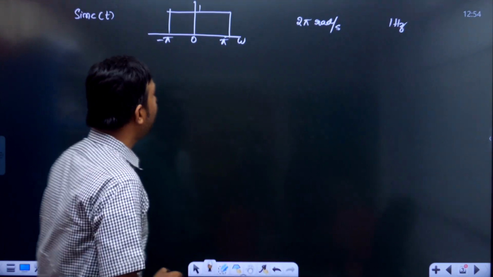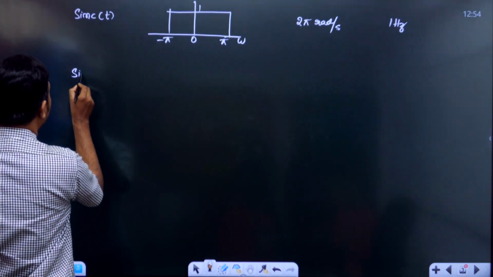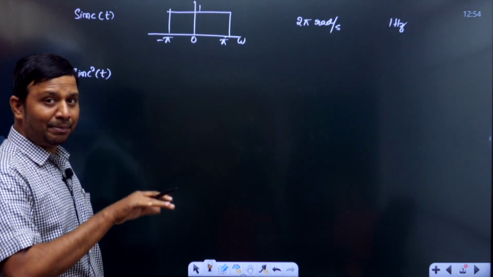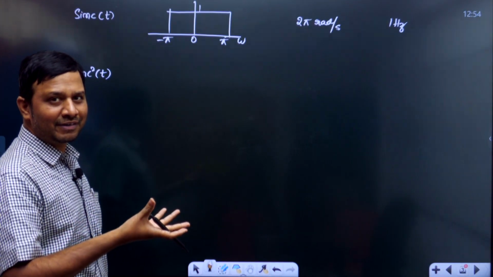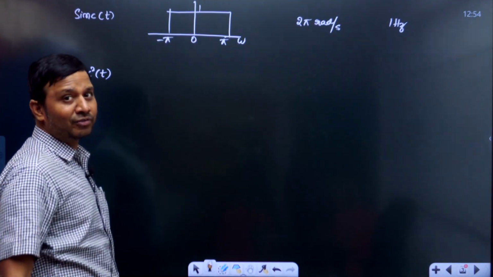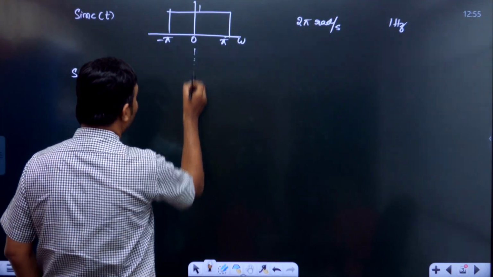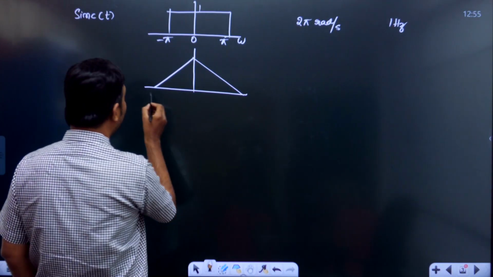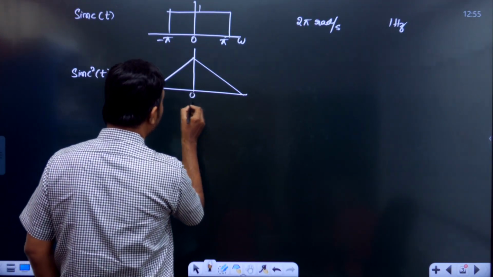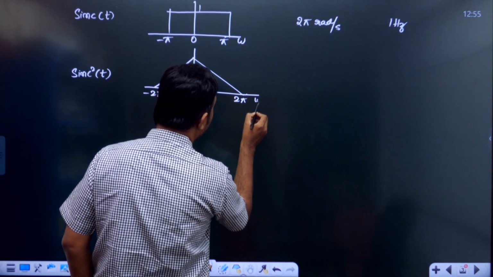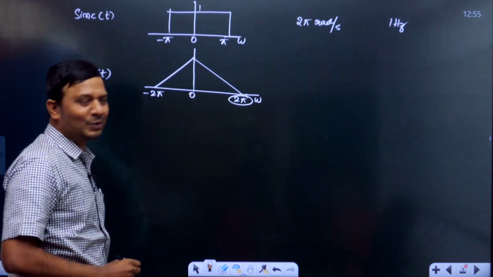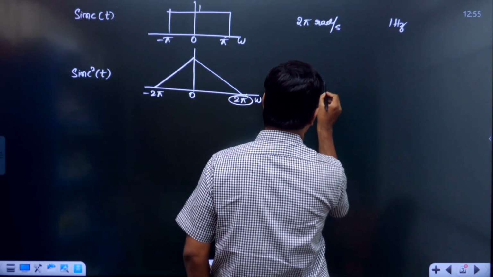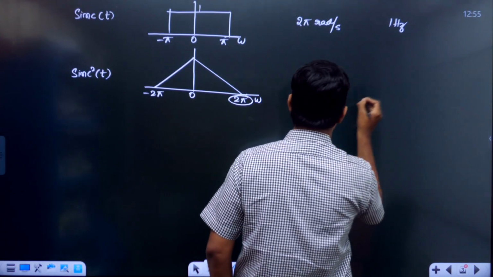Suppose if I ask you for sinc square of t. Sinc t multiplied with sinc t: multiplication in time domain, convolution in frequency domain. So two rectangular pulses will be convolved in frequency domain, and a triangular pulse you are going to get. Range of output, sum of lower limits to sum of upper limits. Highest frequency component I want, 2π. So what is the Nyquist rate? 4π radians per second, which is 2 hertz.